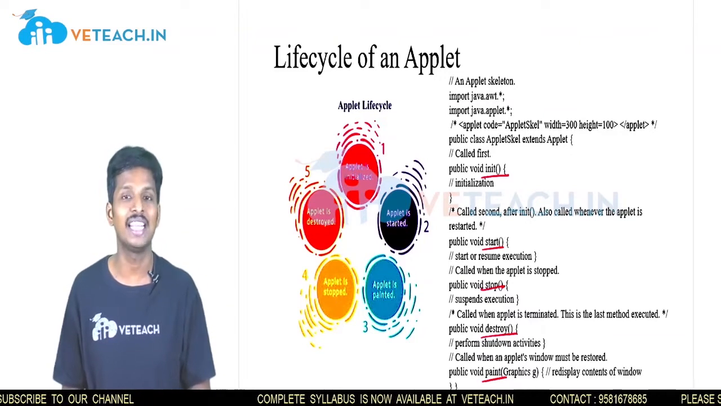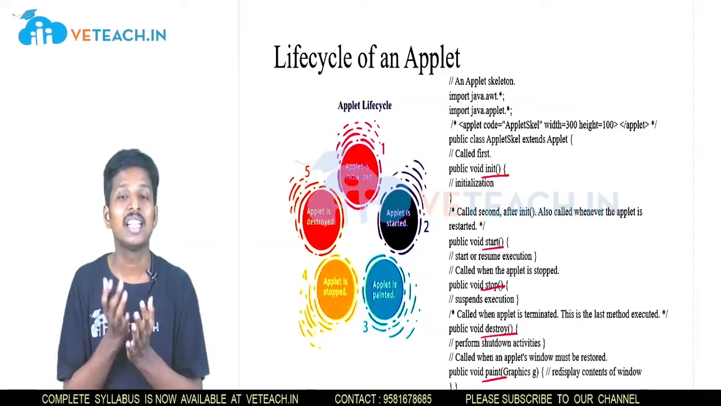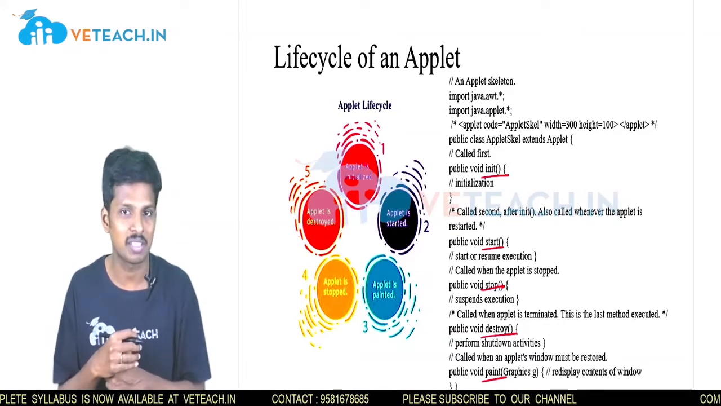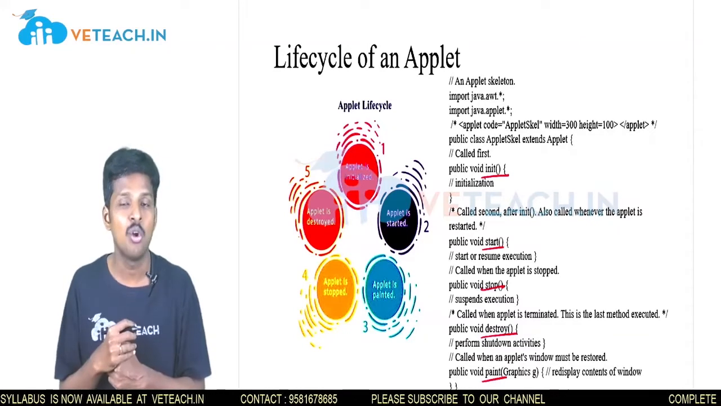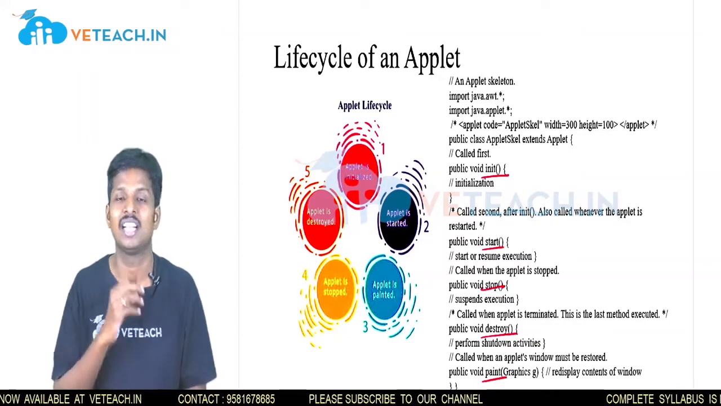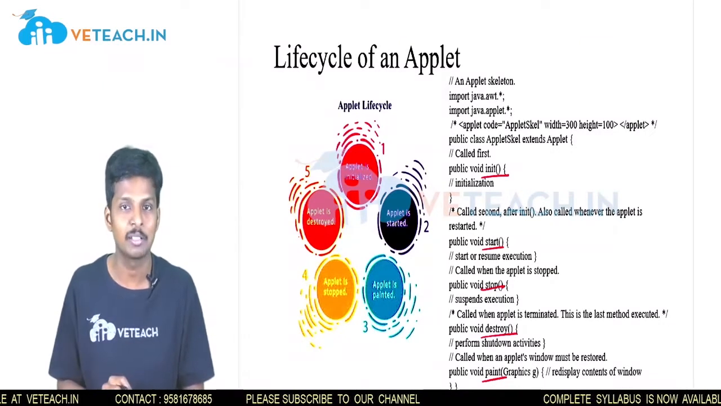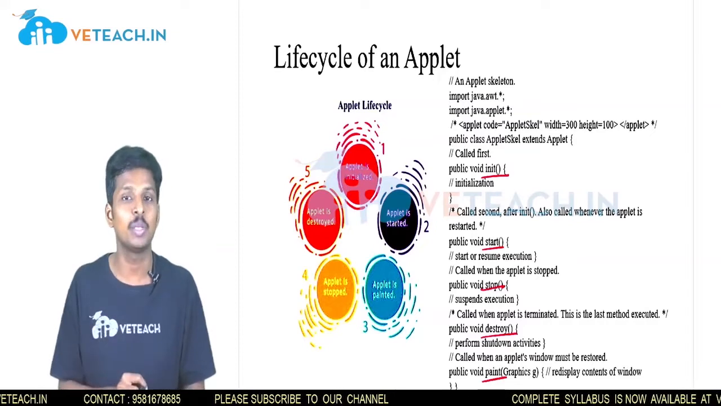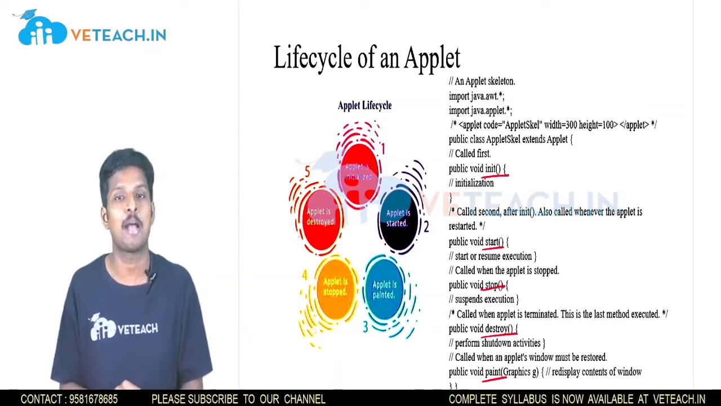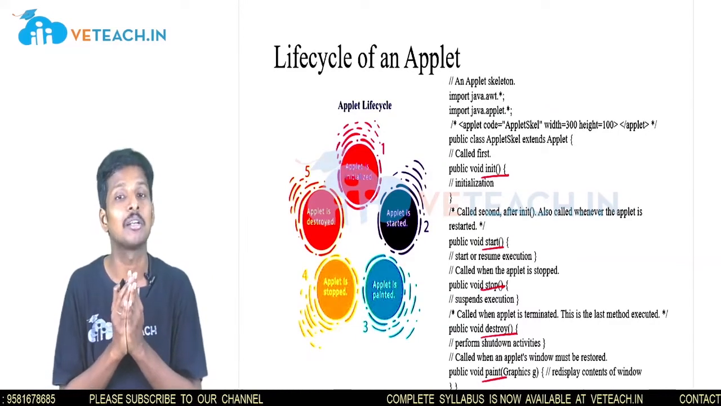The first one is the init method. Whenever an applet is newly created, it requires some variables for initialization, like the height of the applet, the width of the applet, the color combination to be used inside the applet, that is foreground color and background color, and the font size to be used for different messages displayed inside the applet. All these initialization things are done inside the init method.